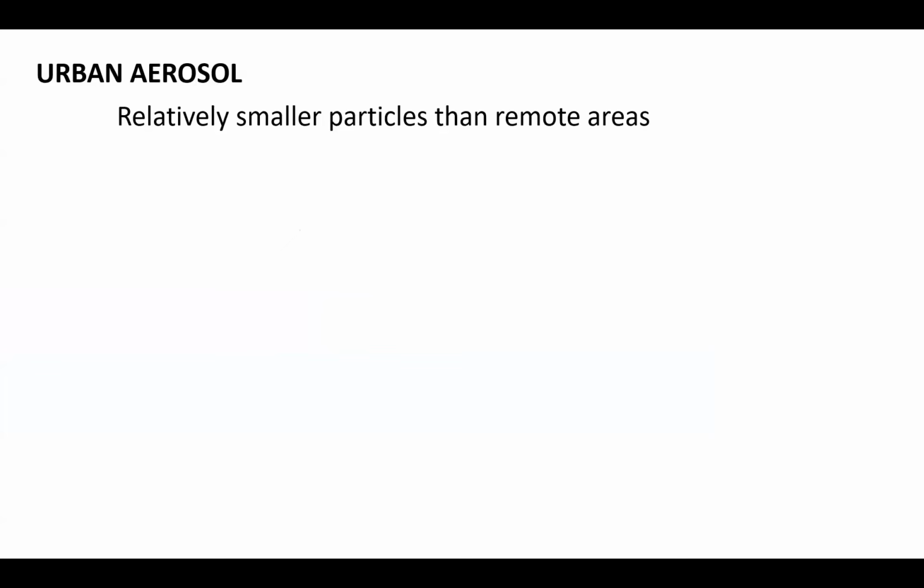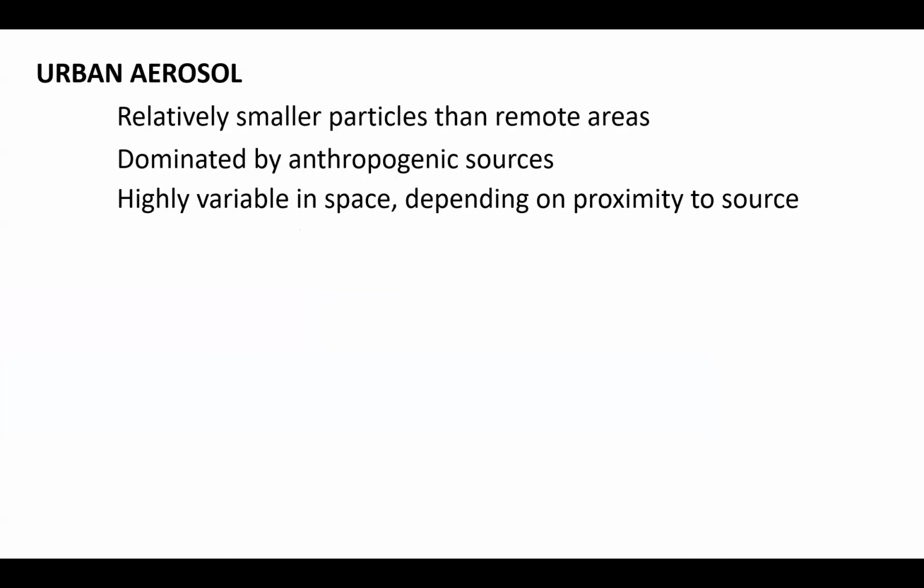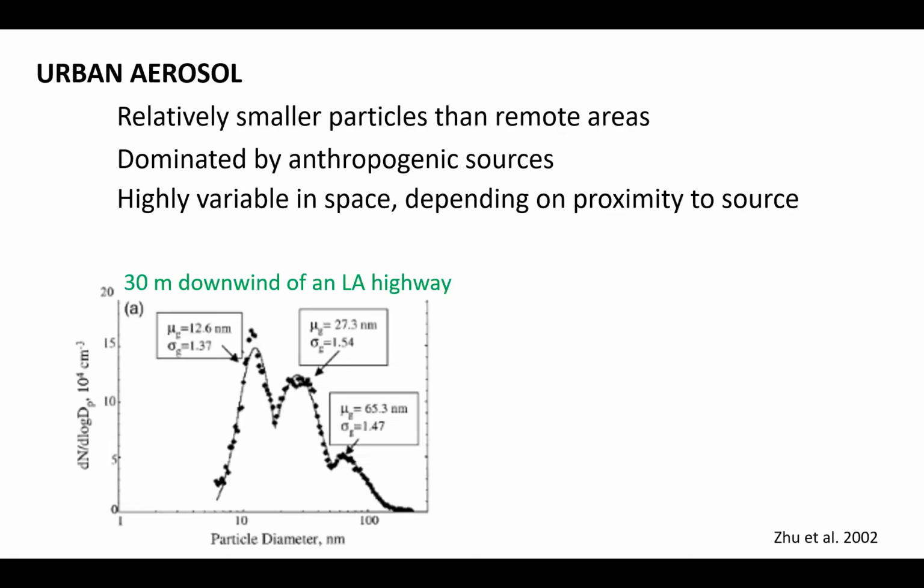The first is urban aerosol. And as you might suspect, urban aerosol are very high in terms of number, and that means then that they also tend to be relatively smaller than the particles found in remote areas. Urban aerosol is dominated by anthropogenic sources, and it's very variable in space. It depends strongly on our proximity to a source. So this is an illustration of that.